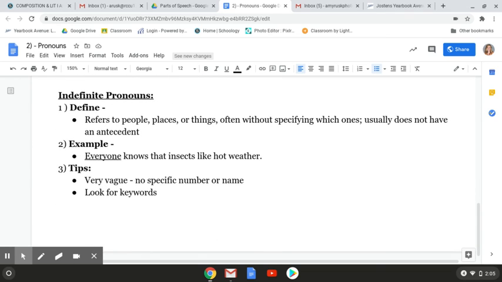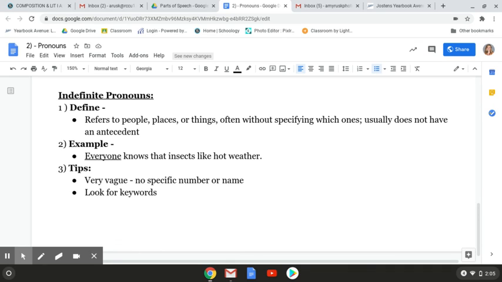The last one, indefinite pronouns. They refer to people, places, or things, often without specifying which ones. So they're not definite. Indefinite means not definite. There's no specific answer as to who you're actually talking about. Indefinite pronouns typically do not have an antecedent.